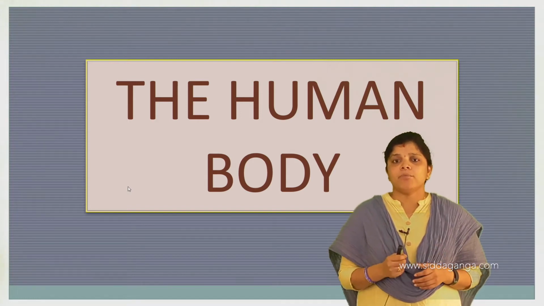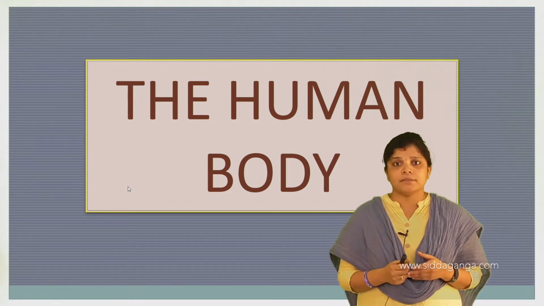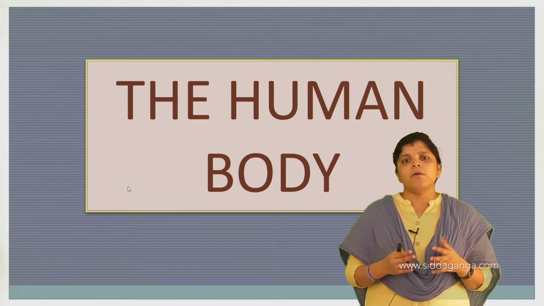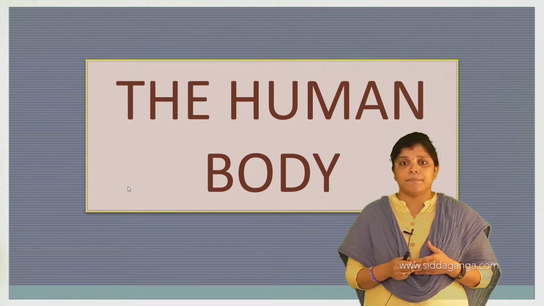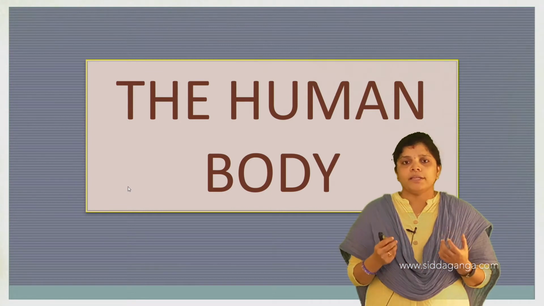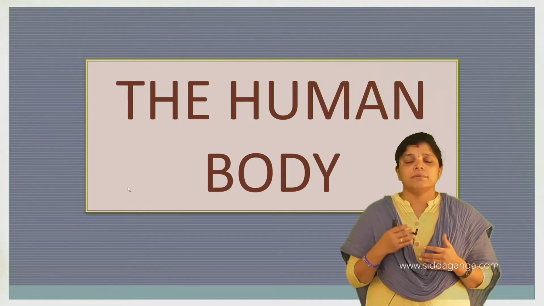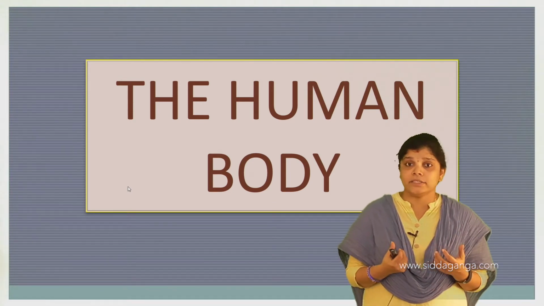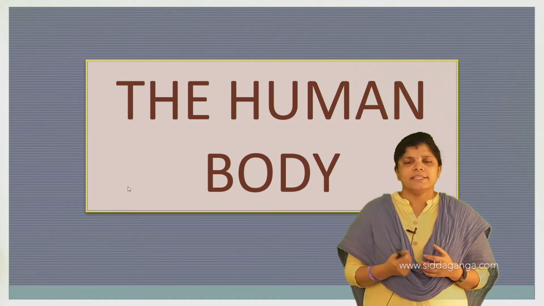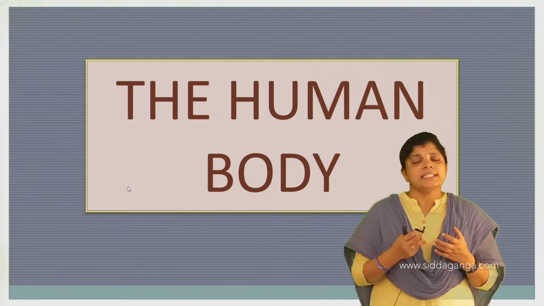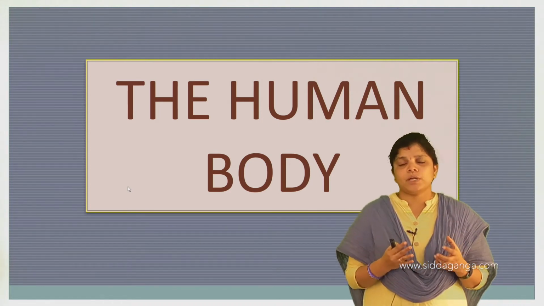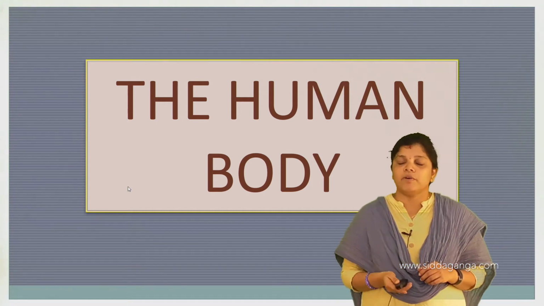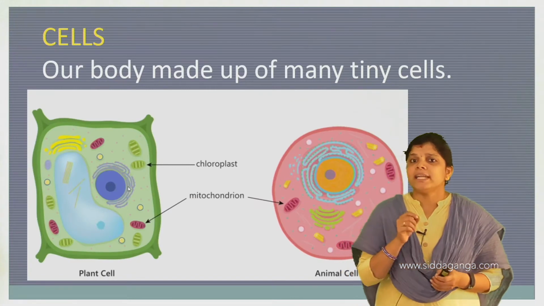See, our body is made up of many different parts. Humans and also animals are all made up of different parts. For example, eyes, nose, ears, hands, legs, head, chest, backbone. These different parts of the human body are made up of tiny cells.